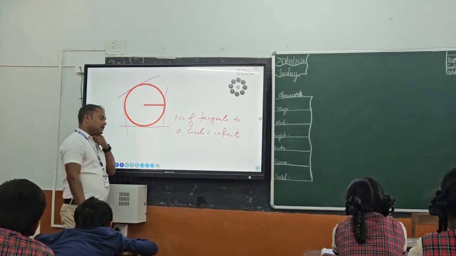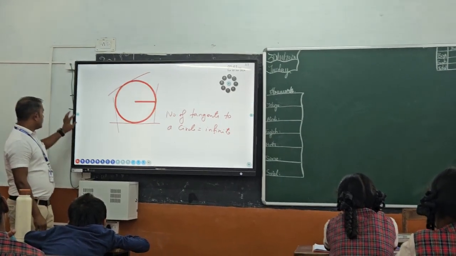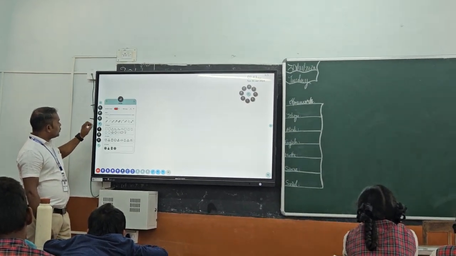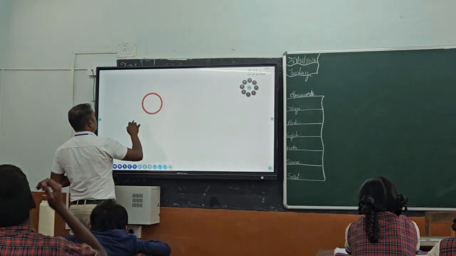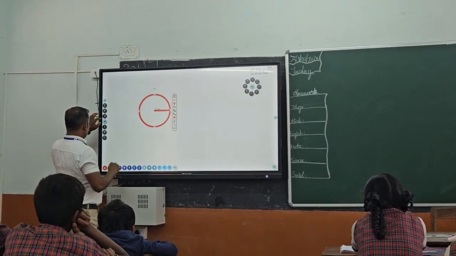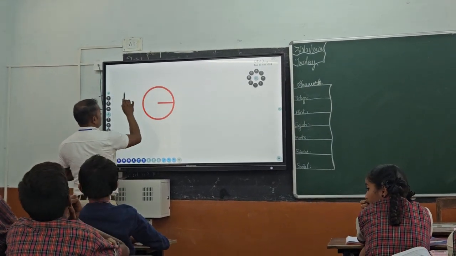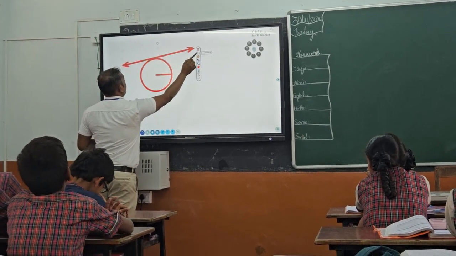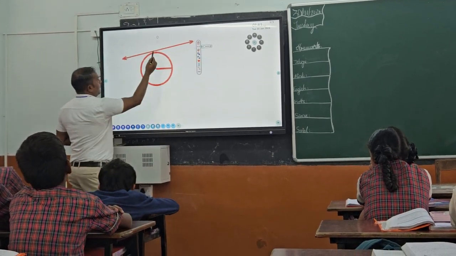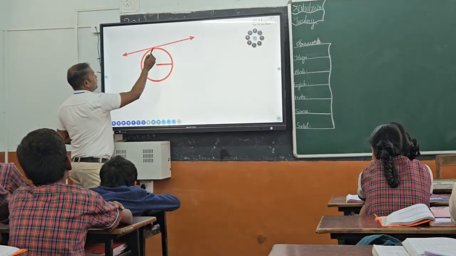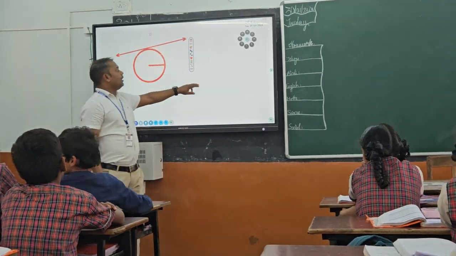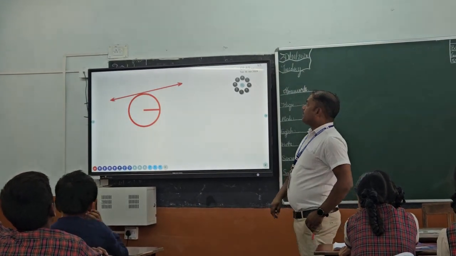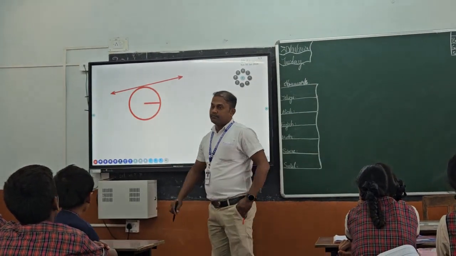Infinite. But suppose there is a tangent parallel to a tangent. How many tangents can we draw? This is a circle. This is a tangent. Now, if I want to draw a line parallel to this tangent, how many tangents can you draw? Infinite? What is the meaning of parallel?